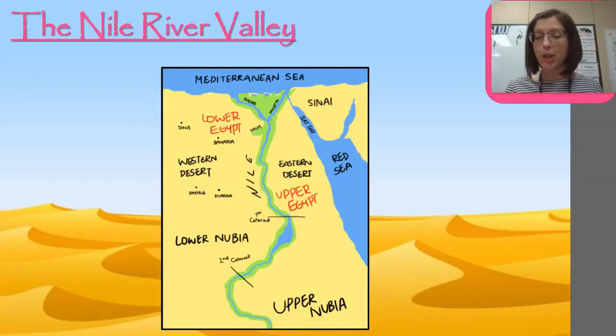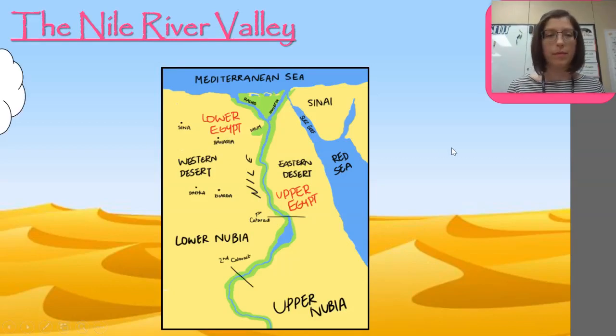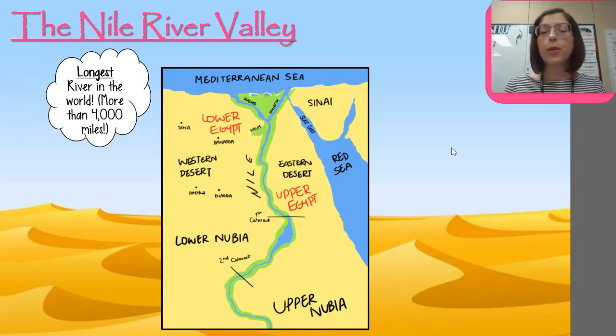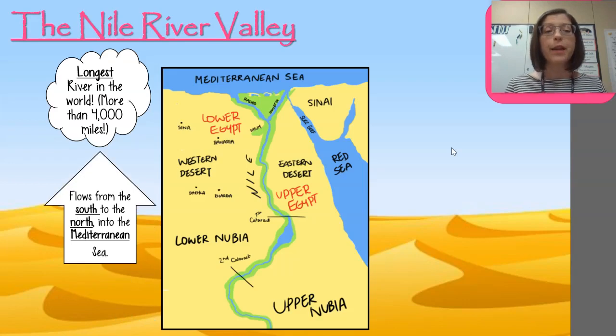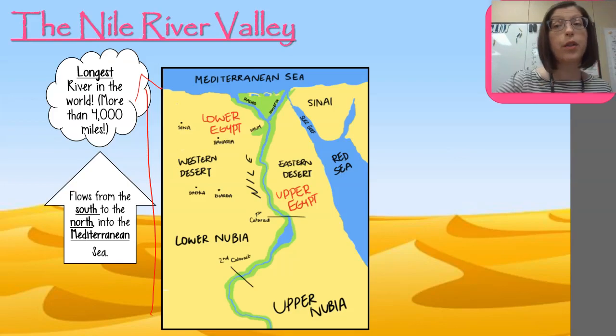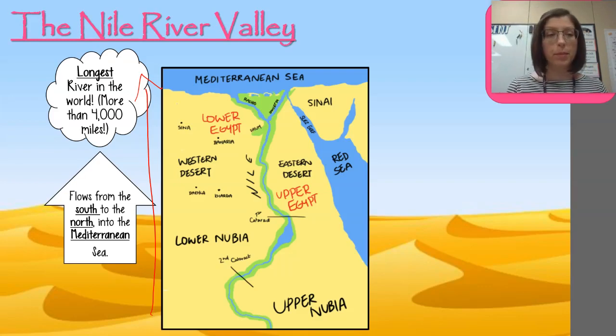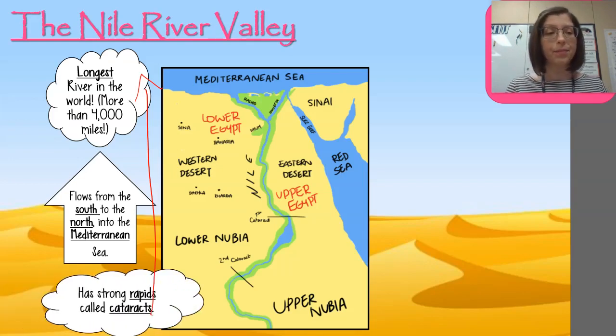So now we're going to talk about the Nile River Valley. It is the longest river in the world, more than 4,000 miles long. That's really long, 4,000 miles. It flows from the south to the north. There's only 2 rivers in the world that do that: St. John's River here in our county and the Nile River over in Egypt. It flows from the south to the north into the Mediterranean Sea.